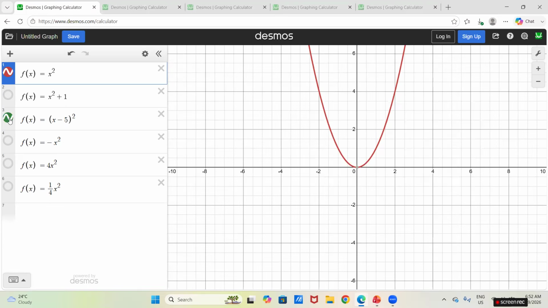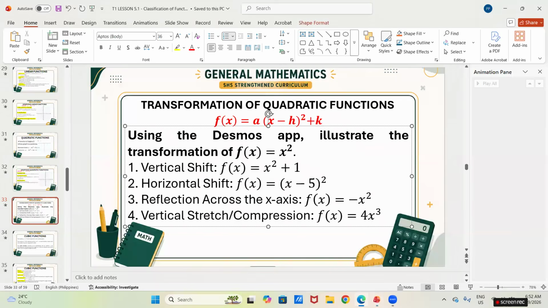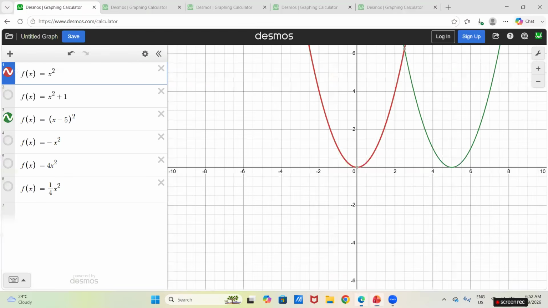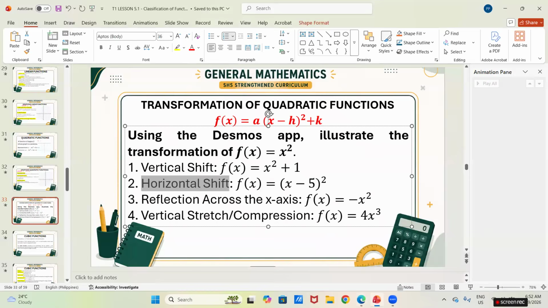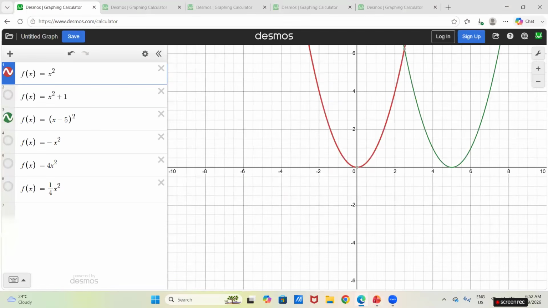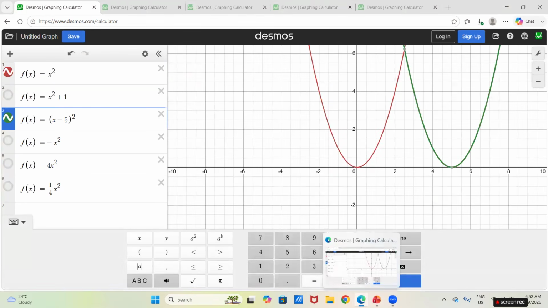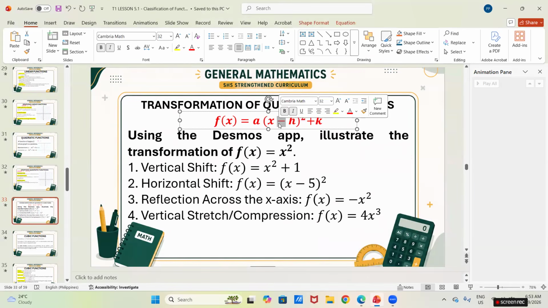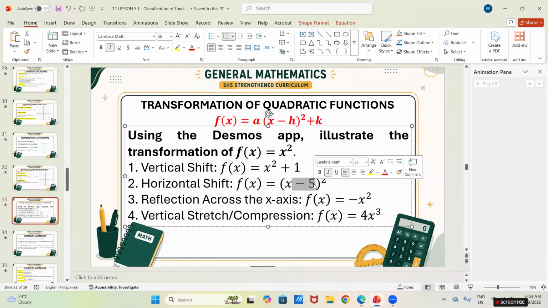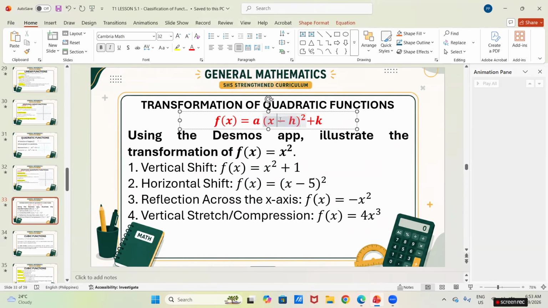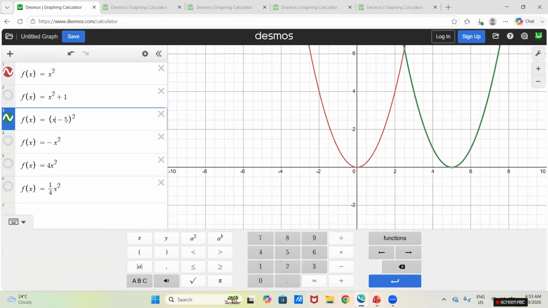What about the next one? Look at that one, from the red to the green graph. We call this horizontal shifting. In the given example, it is the quantity x minus 5 squared. So it means that the graph shifted 5 units to the right. Since it is x minus h, you invert the sign. So a negative 5 would mean positive, and it goes to the right. But a positive 5 would mean it goes to the left when you shift it.